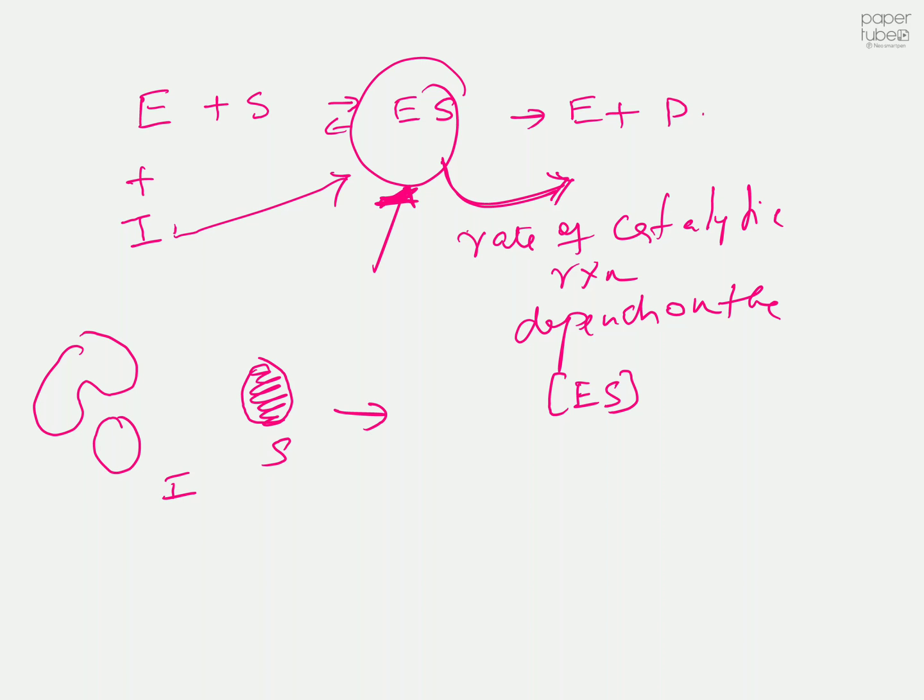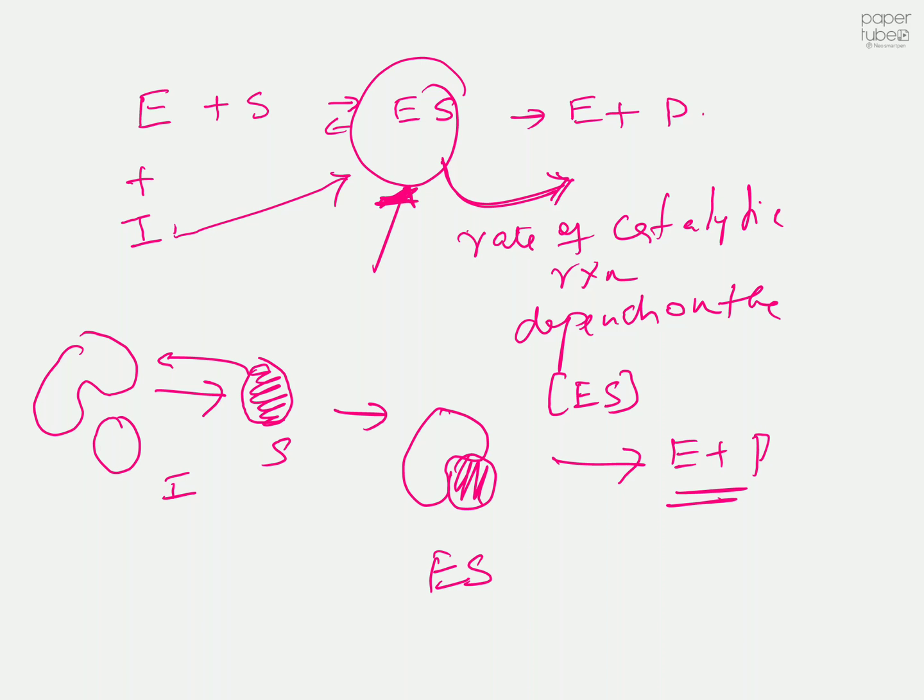Just assume some of your substrate associate with your enzyme. They form an enzyme-substrate complex, and then it goes to form enzyme plus products. But since you also have an inhibitor, it will also associate with your enzyme. And since your inhibitor and your substrate have similar structure, the inhibitor can go and lock into this particular space.